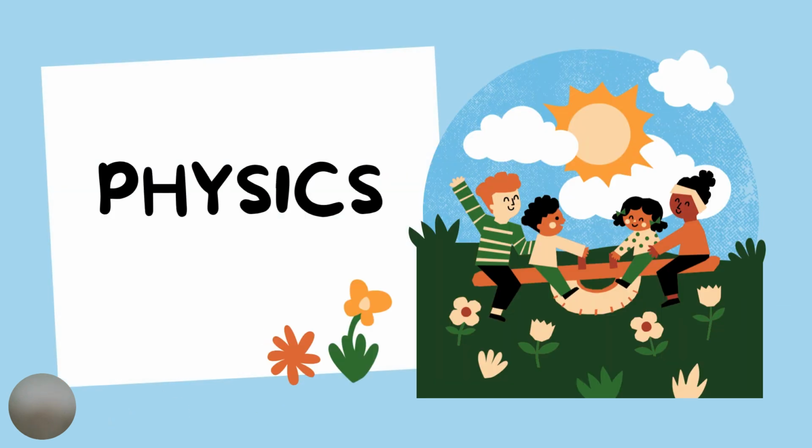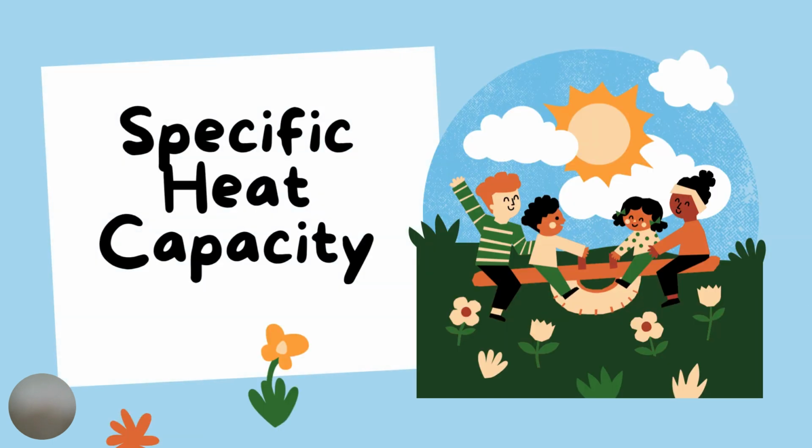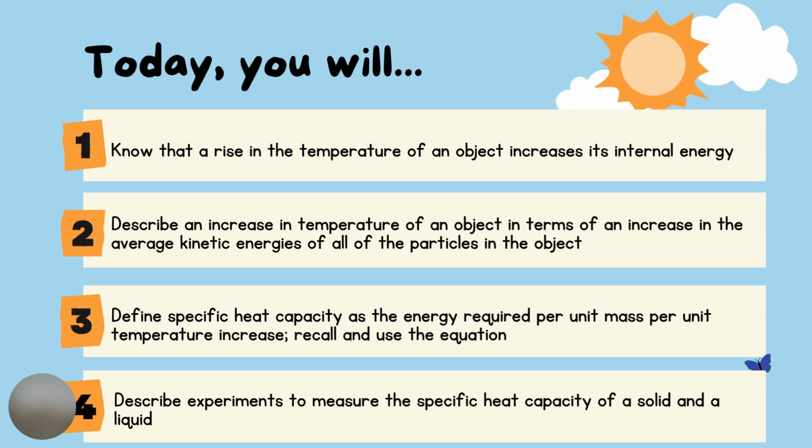Okay, hi everyone. Today we are going to talk about physics, and the topic is specific heat capacity. Before that, we are going to go through this in the video today. The first one is to know that a rise in the temperature of an object increases its internal energy. Second, describe an increase in the temperature of an object in terms of an increase in the average kinetic energies of all the particles in the object. The third one, define specific heat capacity as the energy required per unit mass per unit temperature increase. Recall and use the equation.